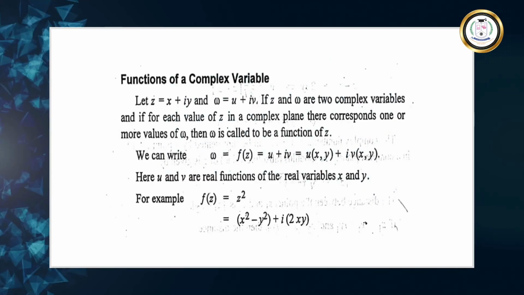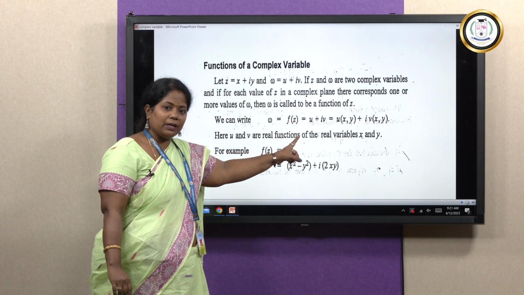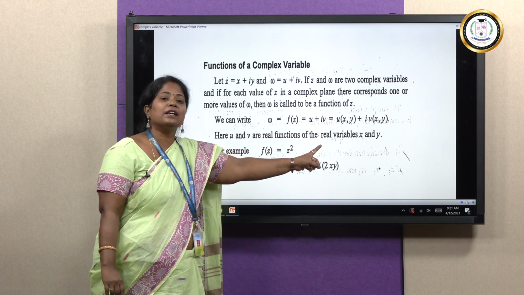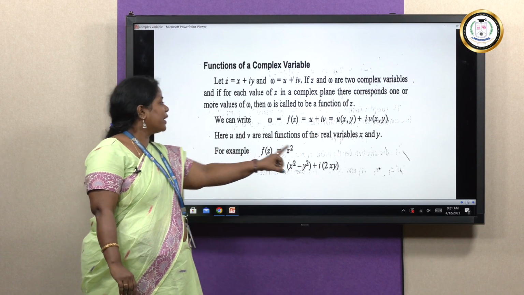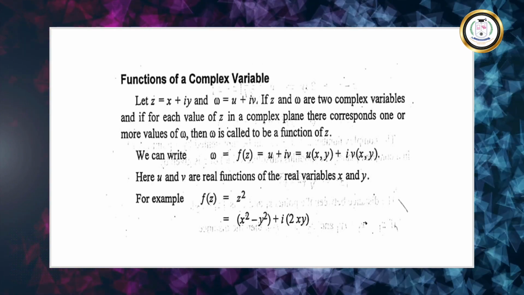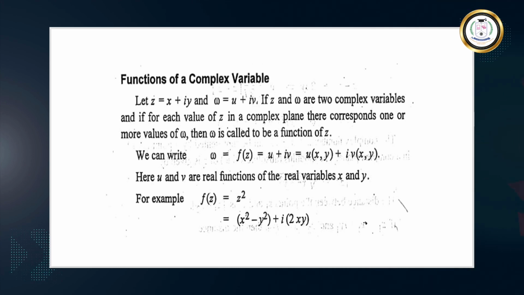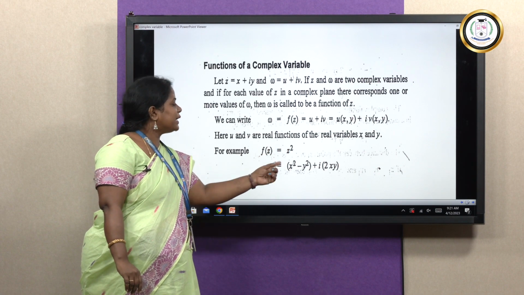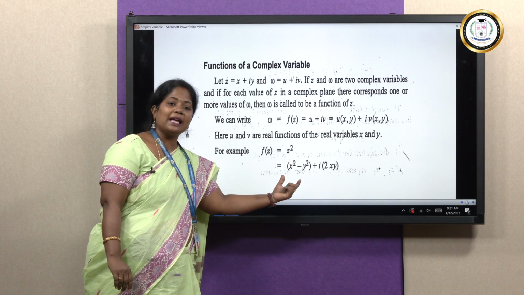That is, u of x comma y plus i v of x comma y. u is a function in terms of the variables x and y, and similarly v is a function of the variables x and y. Here u and v are real functions of the real variables x and y. For example, f of z is equal to z square. We know that z is equal to x plus iy. By squaring that, we will get the real part as x square minus y square and the imaginary part as 2xy.